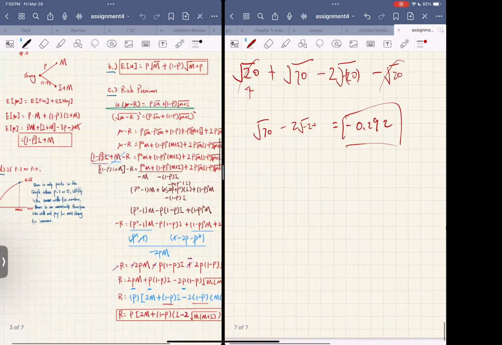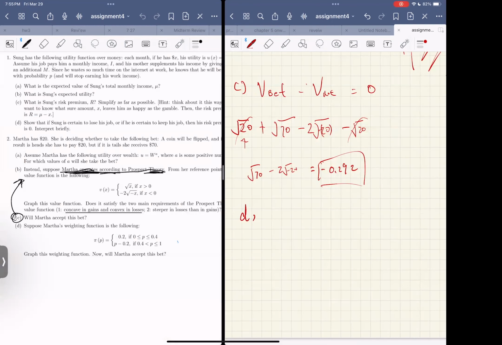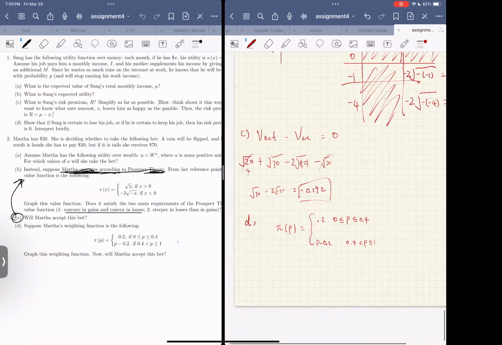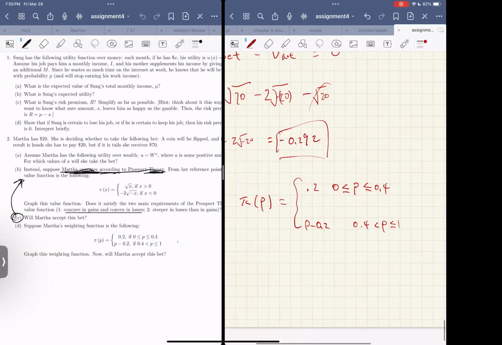Okay, sorry, I cheated. Just don't want to do it. D. Now it's the weighting function. So we have a pi of p. So p is probability, right? And for p from 0 to 0.2 it's 0.2, p minus 0.2 in the middle, and then from 0.4 to 1. Right? So the total probability will always equal 1.